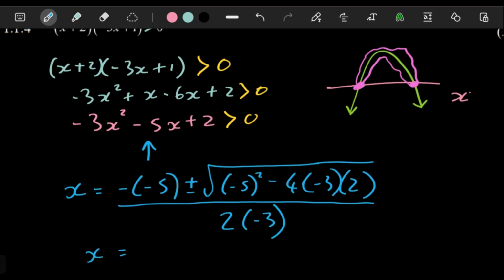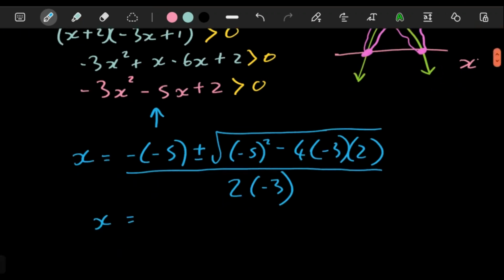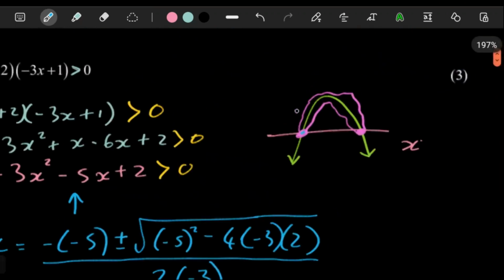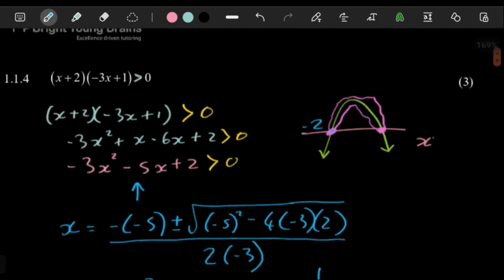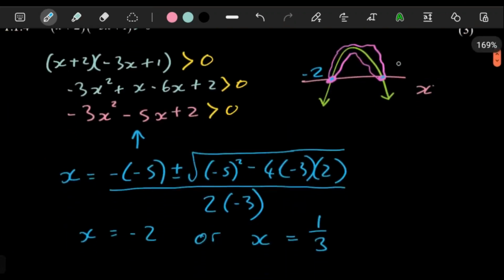Because remember, as long as we have our x-intercepts, we will easily be able to say that it's above 0 from this x value until this x value. So the first answer in the calculator is -2. The other one is a positive value, positive a third. Obviously the one on the left is the one that has -2. So we have -2 there, and then a third over there.